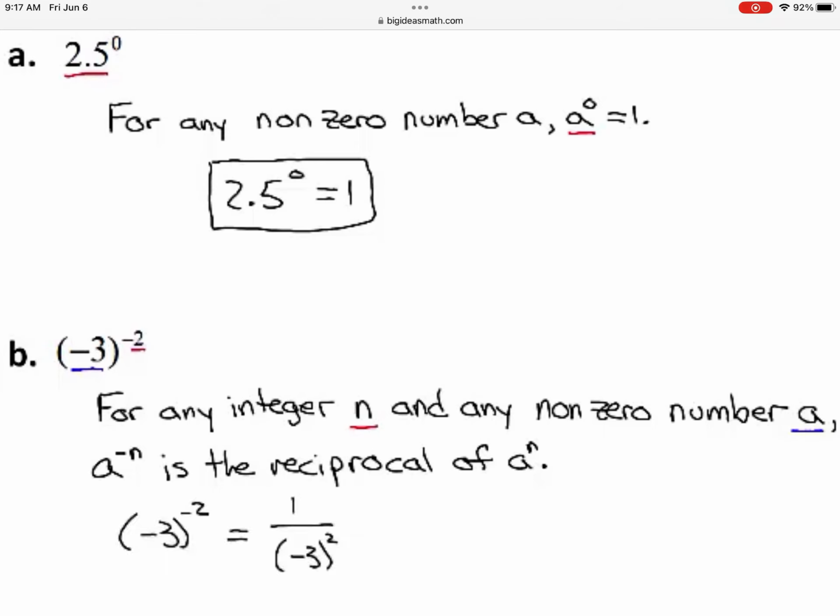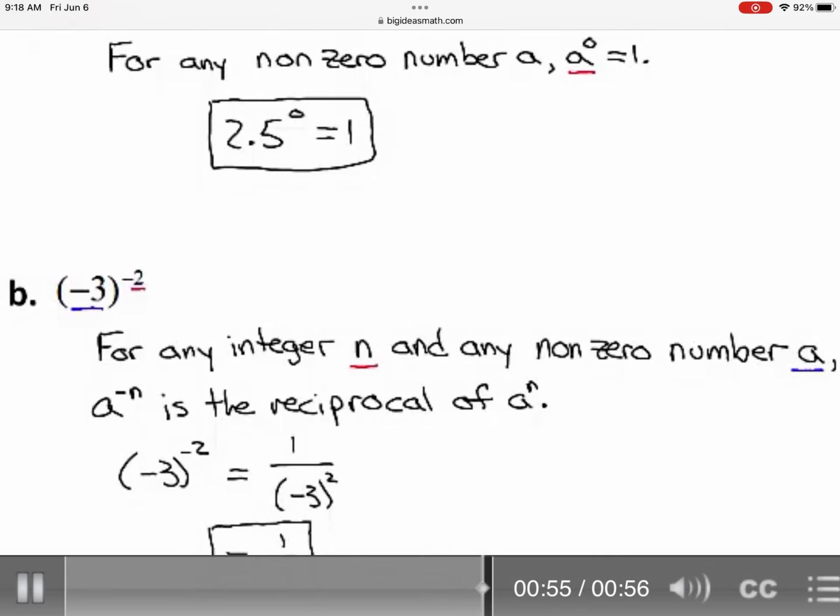So the quantity -3 to the -2nd power equals 1 divided by the quantity -3 to the 2nd power. Because the quantity -3 to the 2nd power equals 9, the quantity -3 to the -2nd power equals 1/9.